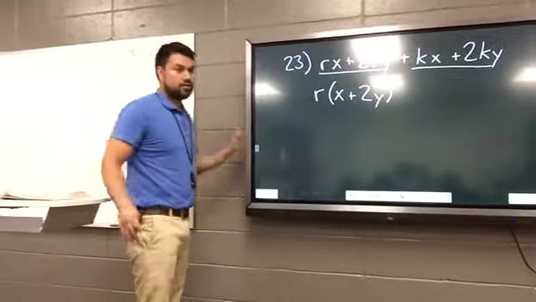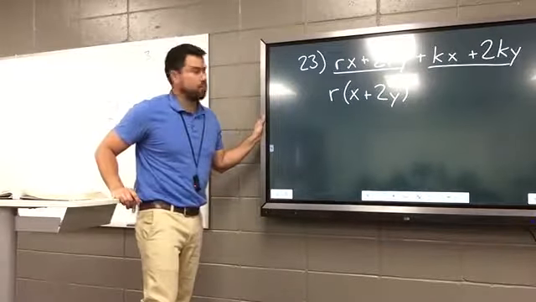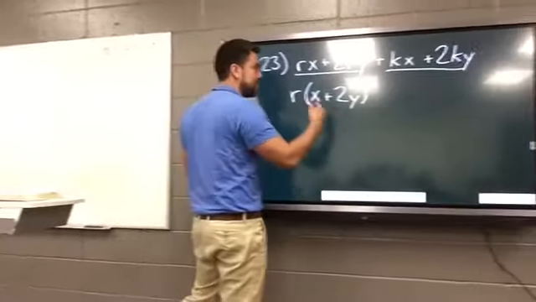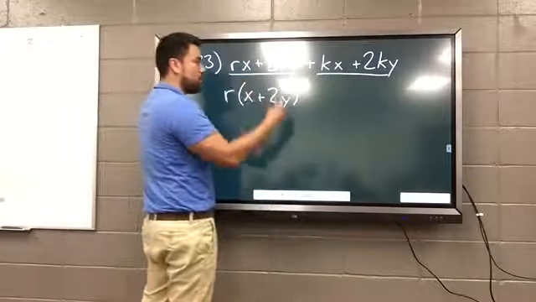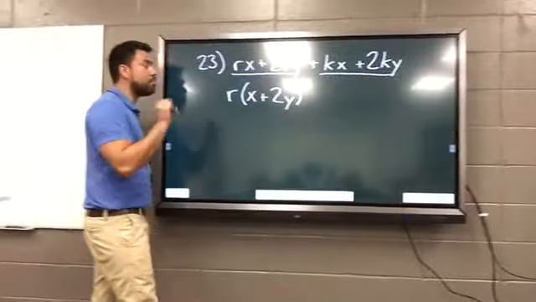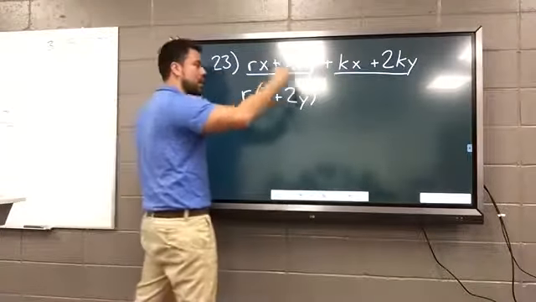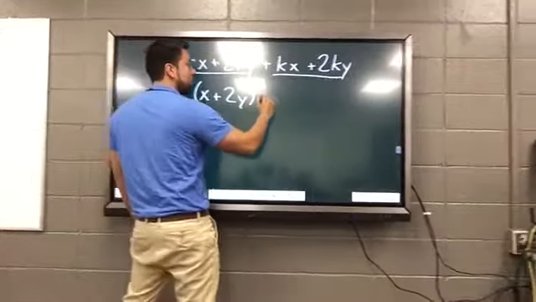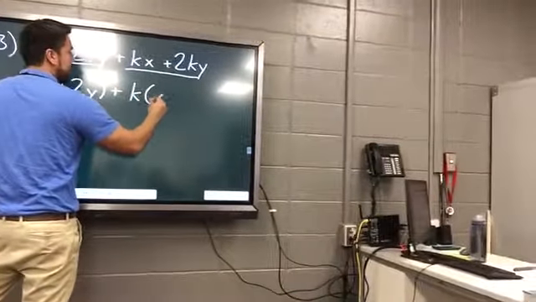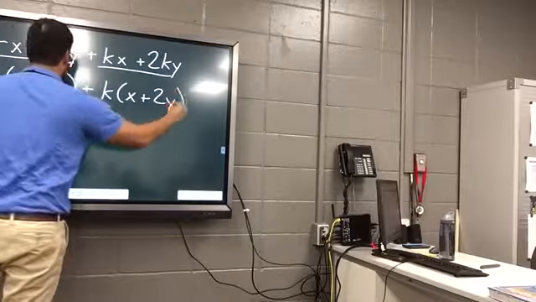But what if we did 2ry and kx? That wouldn't work because it's only one, and that's not going to help you out. So you've got to partner them up with something else. You can change the partners as long as they have a common factor. And this one here, you get k and then x plus 2y.